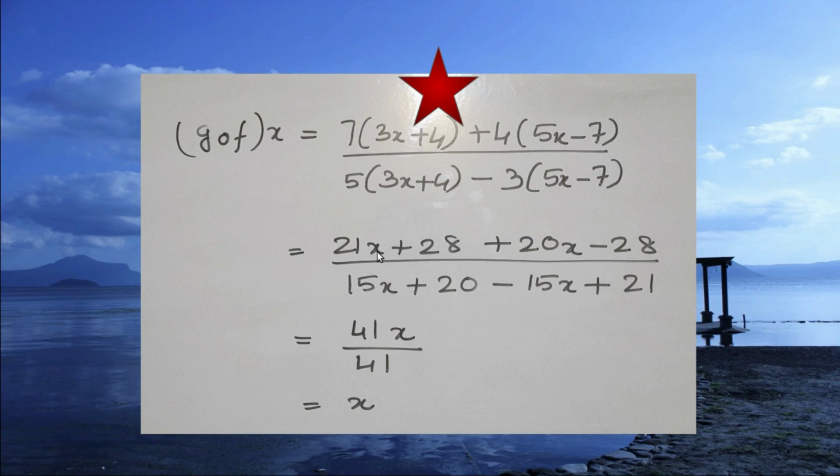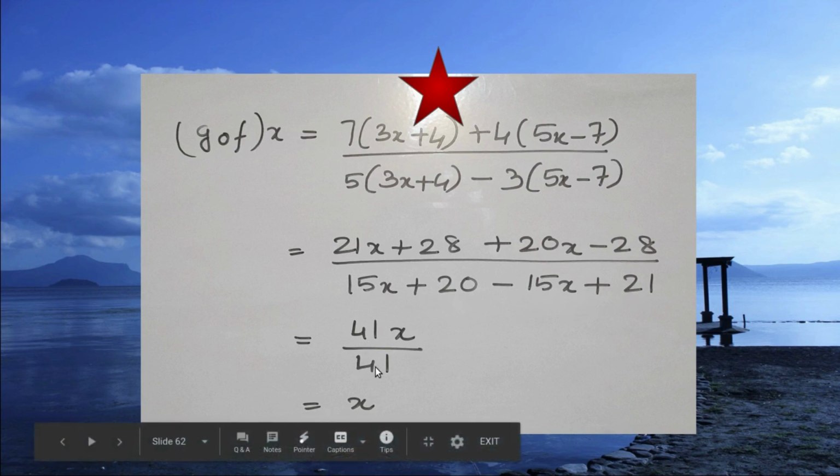7 into 3x is 21x, 7 into 4 is 28, 4 into 5x is 20x, 4 into minus 7 is minus 28. 5 into 3x is 15x, 5 into 4 is 20, minus 3 into 5x is minus 15x, minus 3 into minus 7 is plus 21. Now 21x plus 20x is 41x, 28 minus 28 is 0, 15x minus 15x is 0, 20 plus 21 is 41. So 41x by 41 is equal to x. So g composite f of x is x.